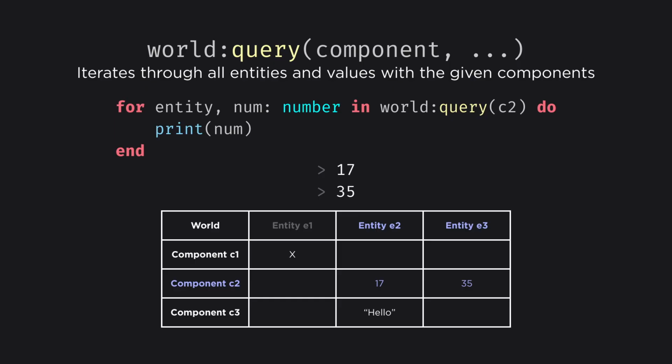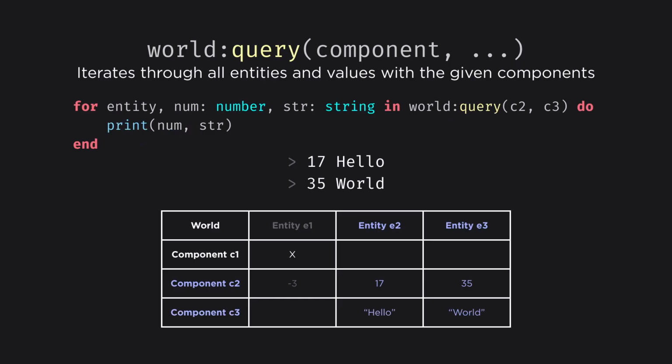Now let's do some querying. To iterate through all entities that have a specific component, you can call world query in a for loop and add the component as the arguments of the query method. In return, it will give us the entity and the component value as the iteration variables. Keep in mind that the query method should be used for component attributes, not tags.